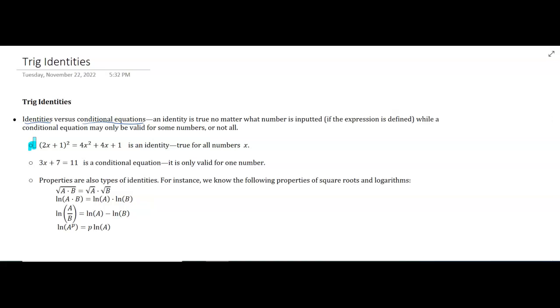The second bullet here, that's a linear equation. We know how to solve that very well. We're only going to get one numerical solution, so that's only valid for one number. So the first one is an identity, the second one's a conditional equation.